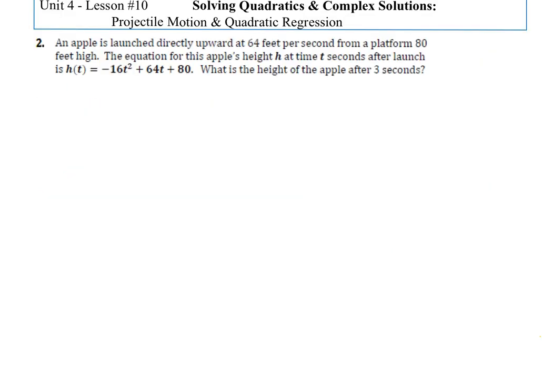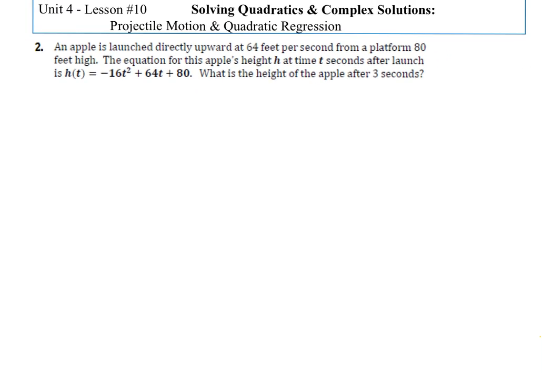All right, on number 2, it says an apple is launched directly upward at 64 feet per second from a platform 80 feet high. The equation for this apple's height, h, after time t seconds after launch is h of t equals negative 16t squared plus 64t plus 80. And then our question, what is the height of the apple after 3 seconds?